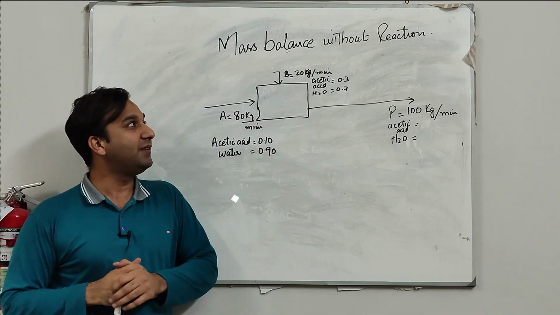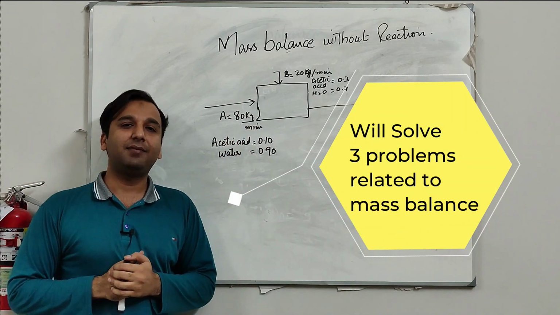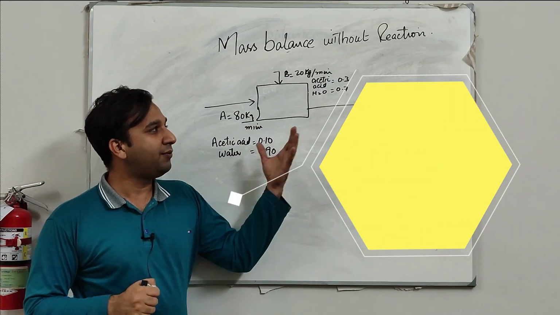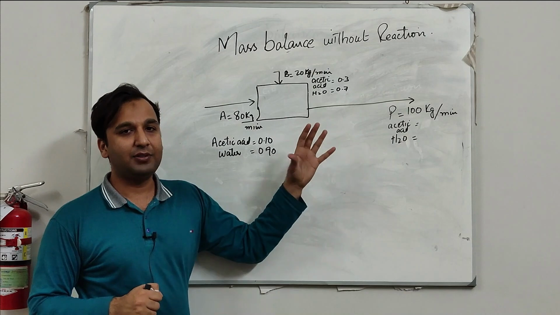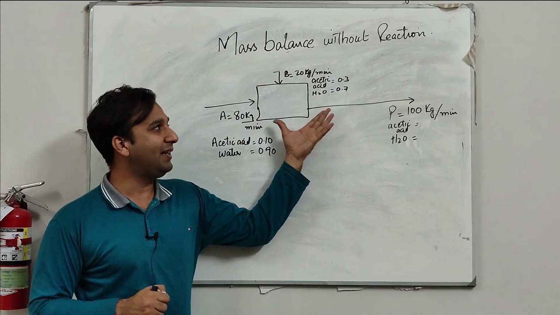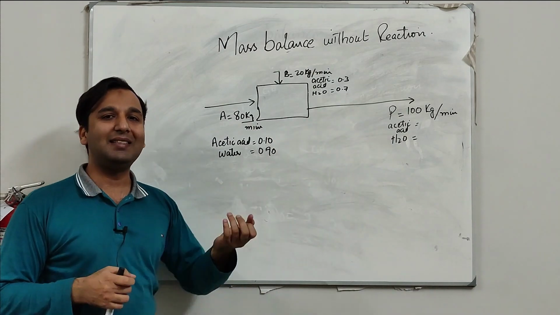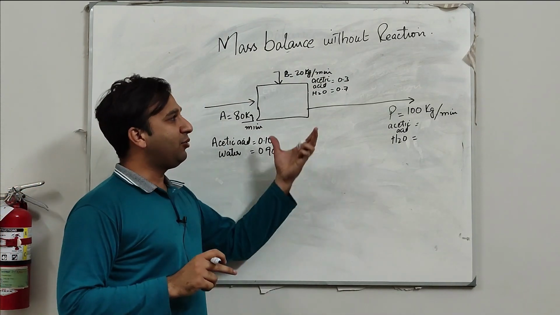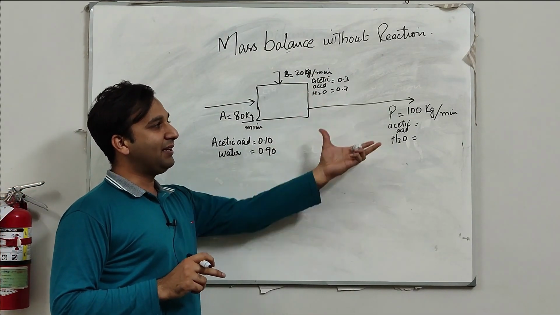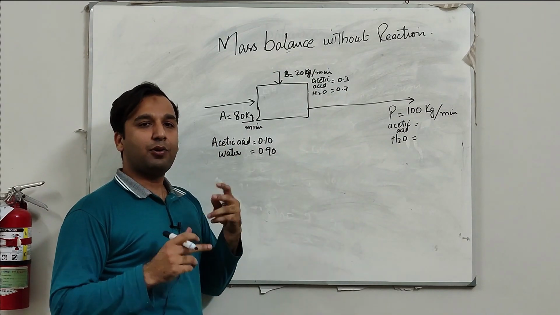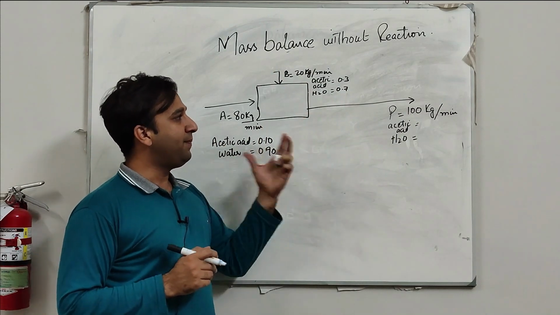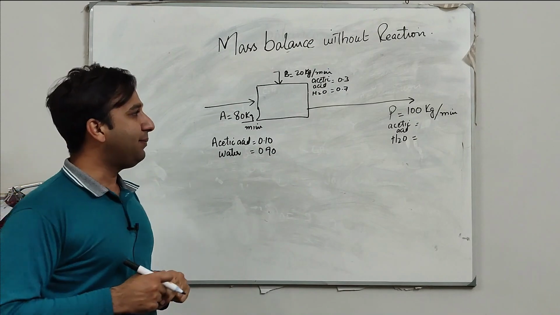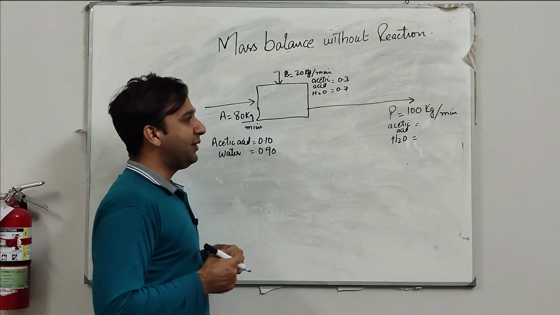In this video, we will solve a problem of mass balance without chemical reaction. For solving the problem, the first step is to write your problem in this form, so it will be easy for you to solve. I have done that, written this problem in this form. After this, the second step is to find the degree of freedom.